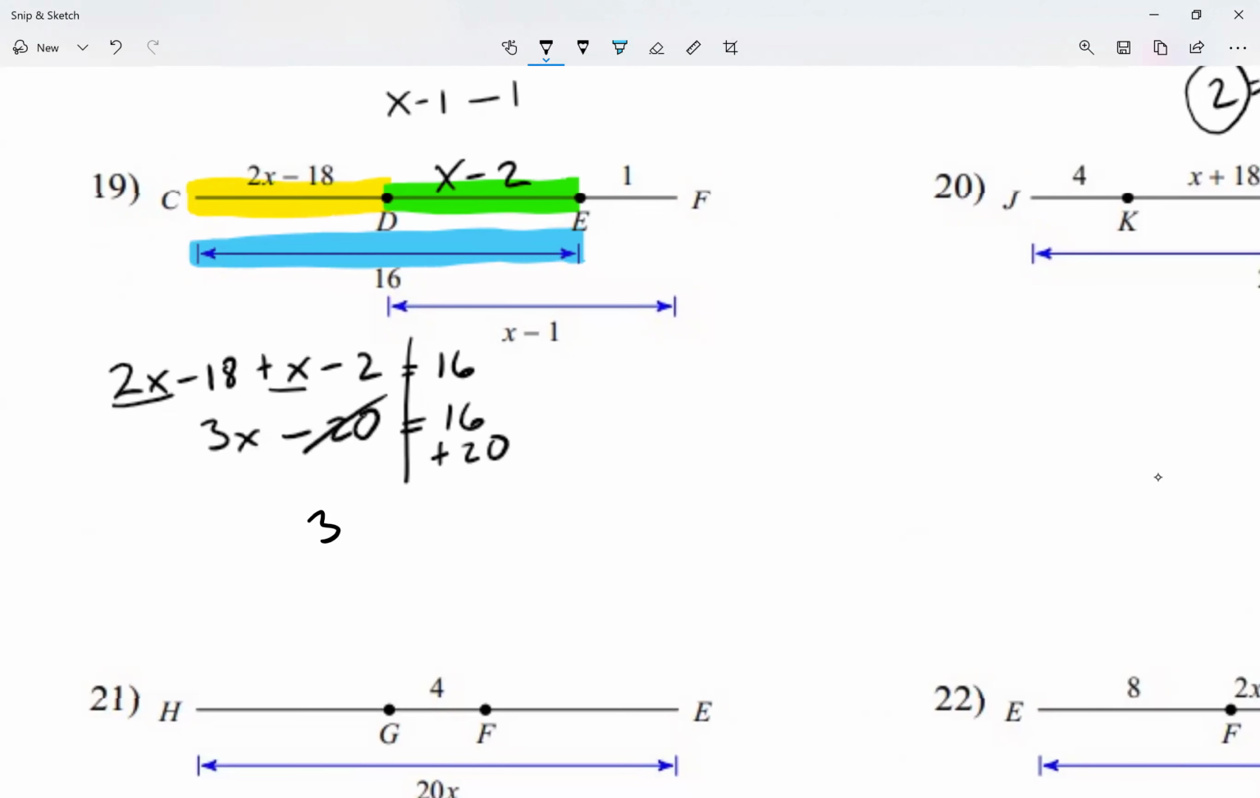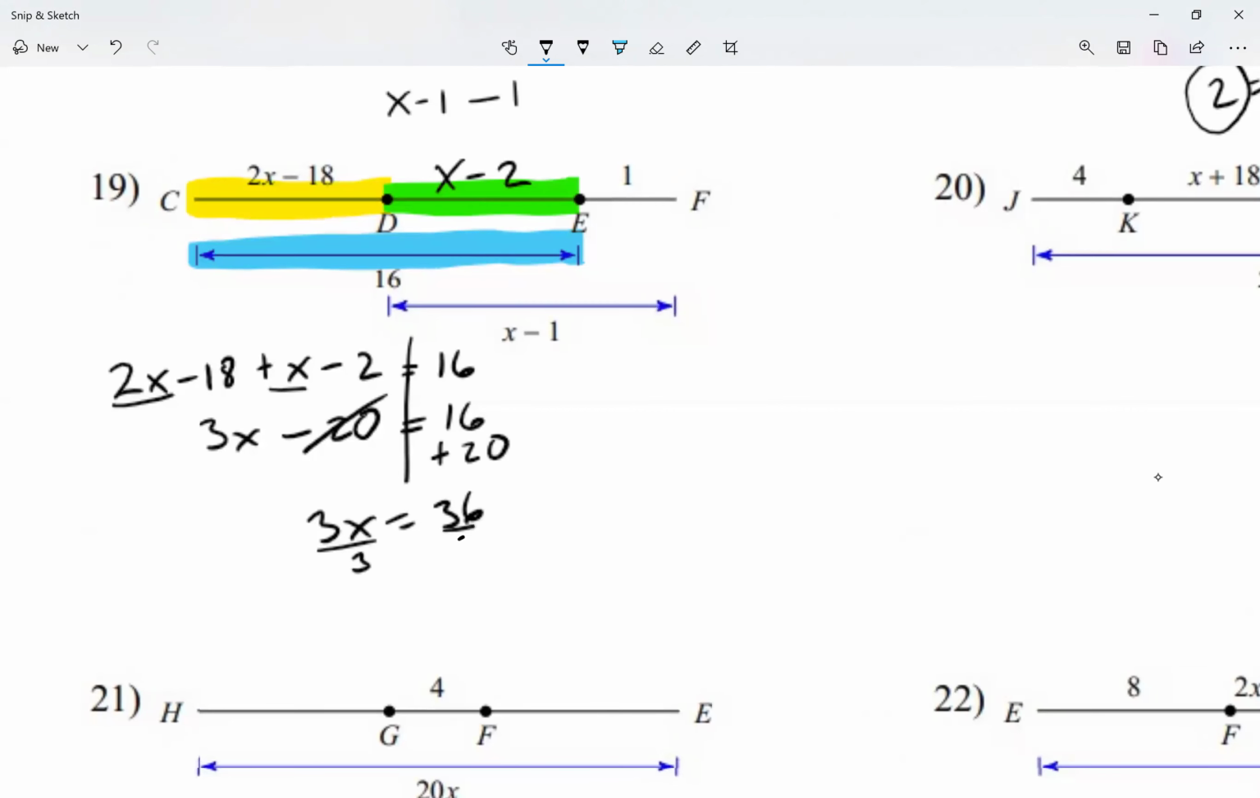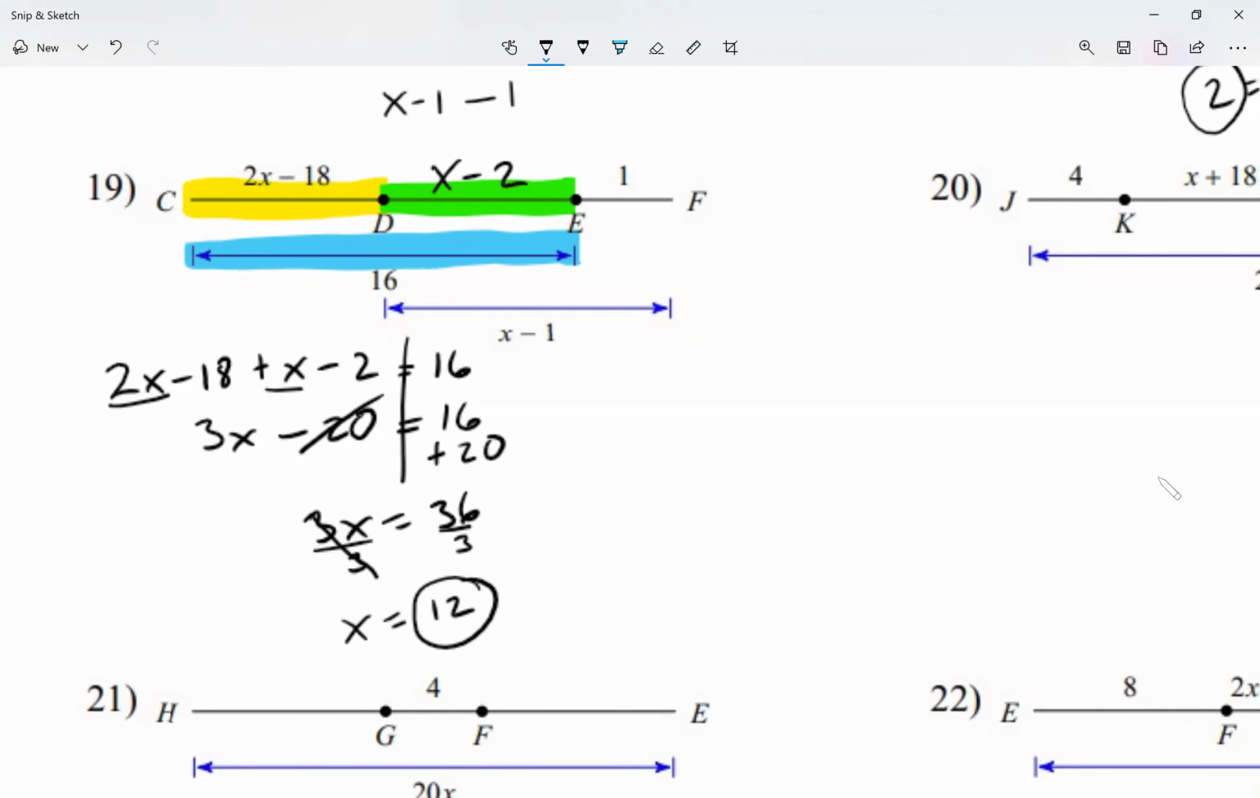So that's going to give me that 3x is equal to 36, right? 16 plus 20 is 36. Let me divide both sides by 3, because then that gives me that 1x is equal to 12. So my answer in this case will be 12. You don't have to type in x equals, just the number.